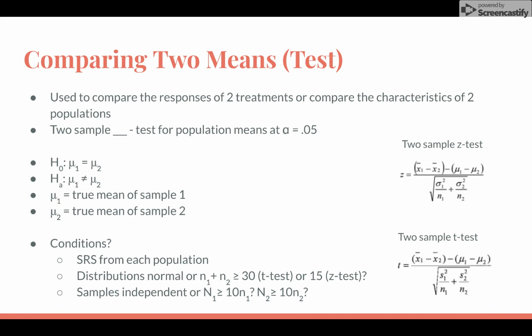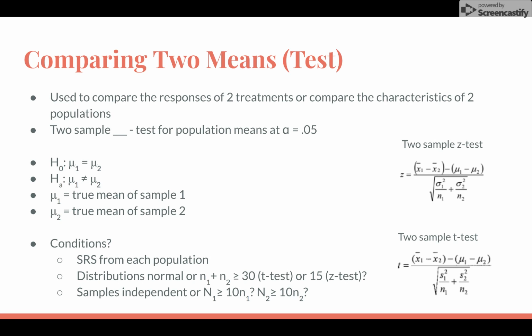A two-sample t-test is used when two samples are given and the standard deviation of the population is unknown. It is used to infer about the differences of populations using the difference of the samples as well. When comparing two means, the test is used to compare the responses of two treatments or compare the characteristics of two populations. So you first state what kind of sample it is.